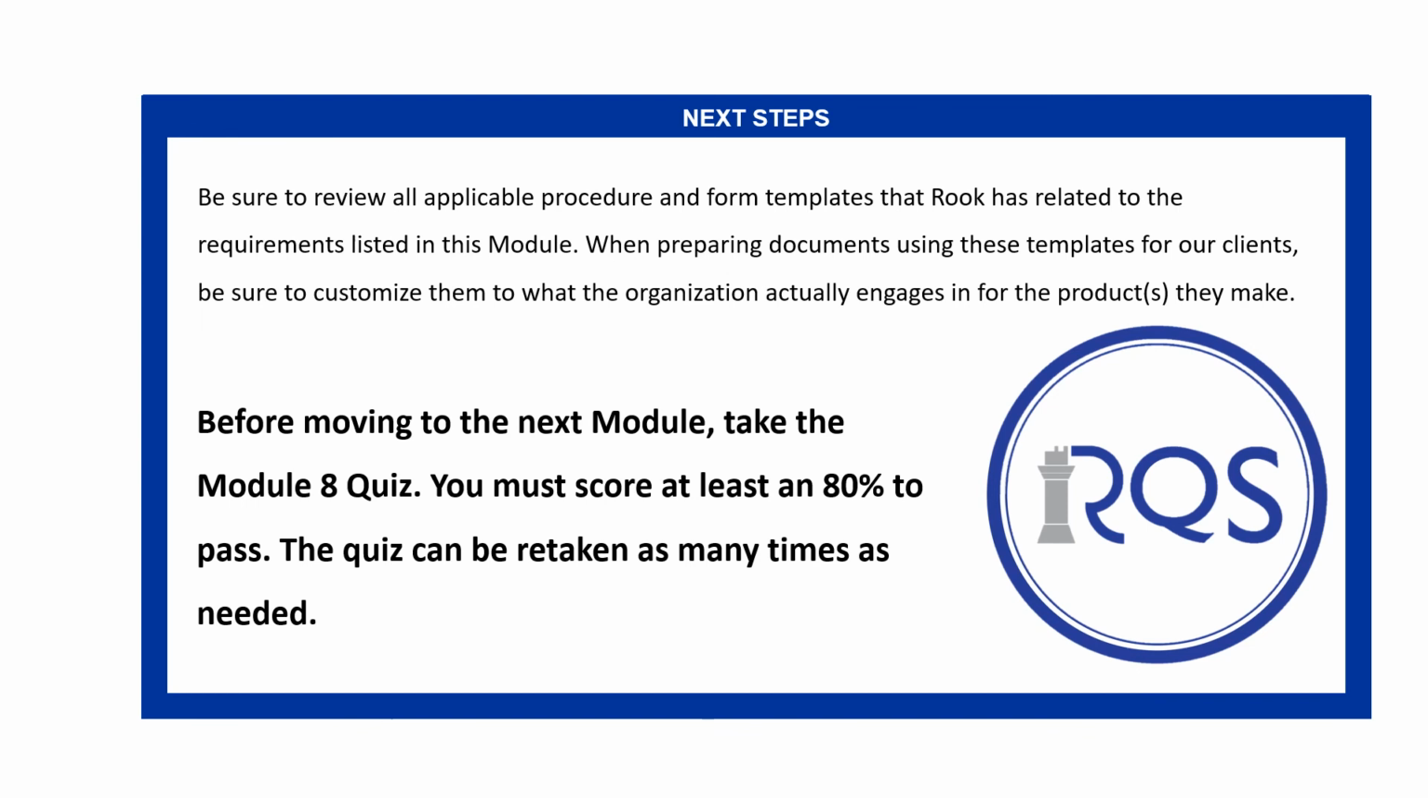And that brings us to the end of this module. Be sure to review all applicable procedure and form templates that RUC has related to the requirements listed in this module. When preparing documents using these templates for our clients, be sure to customize them to what the organization actually engages in for the products they make. Before moving to the next module, take the Module 8 quiz. You must score at least an 80% to pass, and the quiz can be retaken as many times as needed.